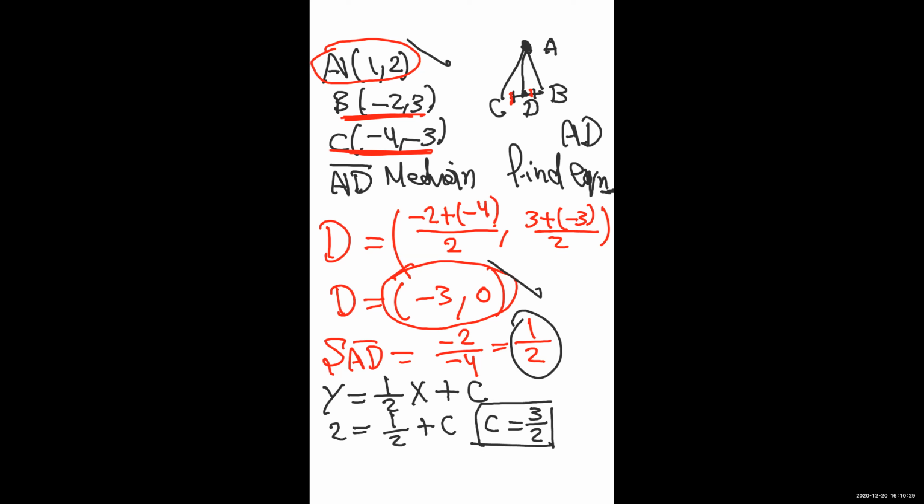Now use it in the equation. I will clear this small part here and write the equation in blue color. Now, guys, what is the equation? It's this one: Y will equal 1 over 2 x plus c, which is 3 over 2. Now this is the equation. Is it clear? Yes.